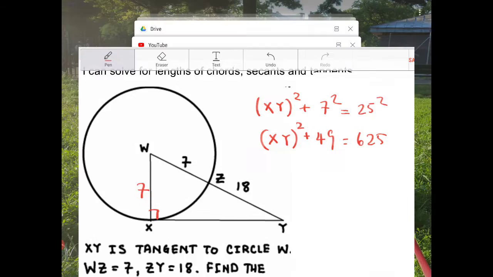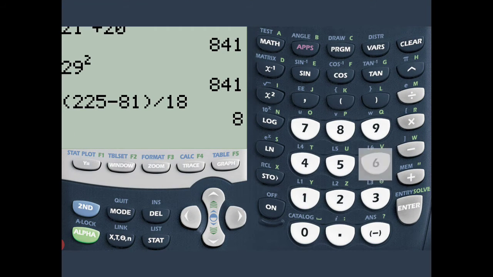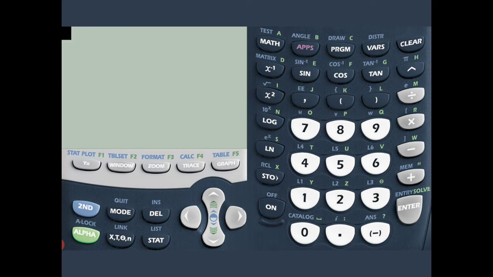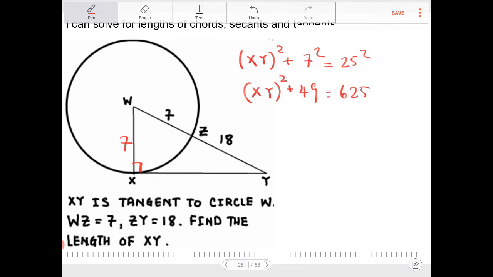So I'm just going to go over here to my calculator, subtract both sides by 49. Whoops. 625 minus 49. And then we're going to take the square root. And that comes out to 24. So again, XY turns out to equal 24.